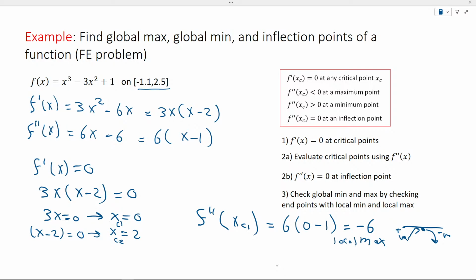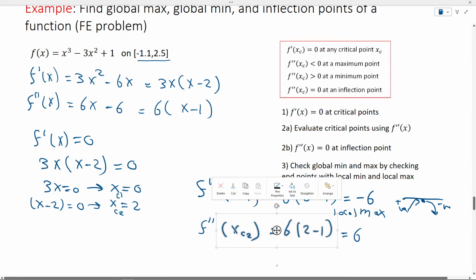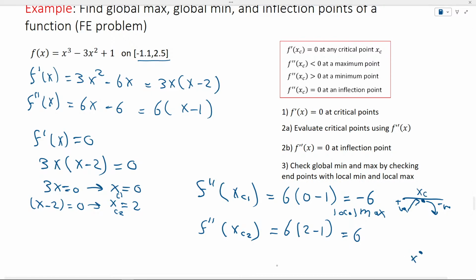Let me evaluate the second point. See, when you see an example, hopefully now it's clear. I just evaluate this here: 6 times 2 minus 1, and that will give me 6. What does a positive 6 mean? This is my critical point, here at x equals 1. Here, this is my critical point 2.